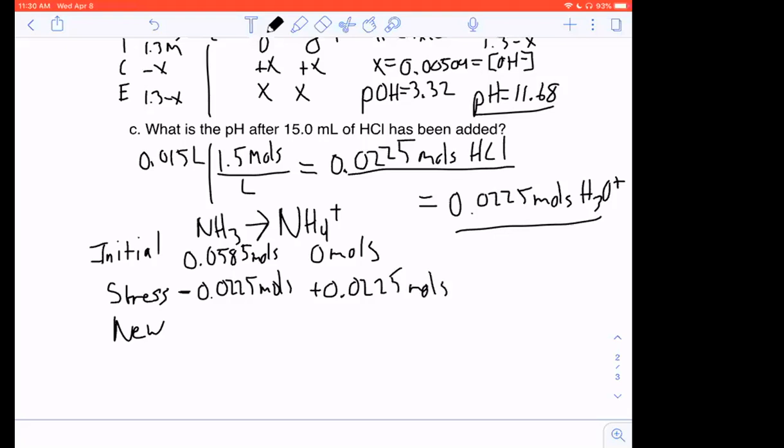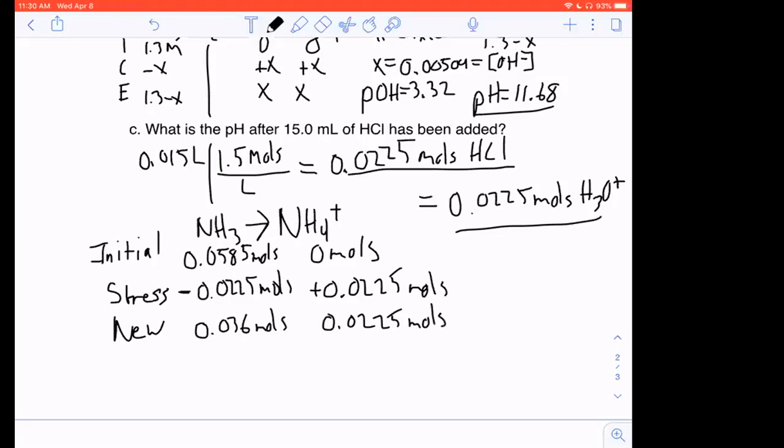And the new value, remember this isn't equilibrium or anything, so you can't call it equilibrium, but now how many moles are in the solution is this minus 0.0225 equals 0.036 moles. And then this 0 plus 0.0225 is just 0.0225 moles. And so that's what we actually have in the solution right now.